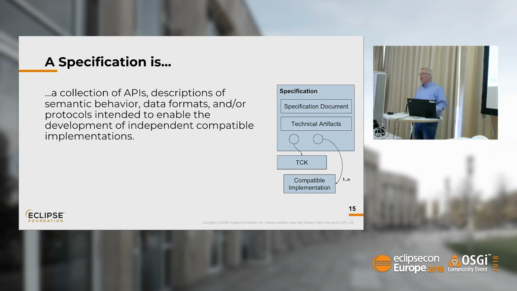So what do we mean by a specification? A specification is a collection of APIs, descriptions of semantic behavior, data formats, and/or protocols intended to enable the development of independent, compatible implementations. Actually, the word independent there is particularly important. It's very possible to write a specification that's based on a particular implementation and tied to that particular implementation. But the whole point of the spec process that we're creating is the enablement of independent implementations.